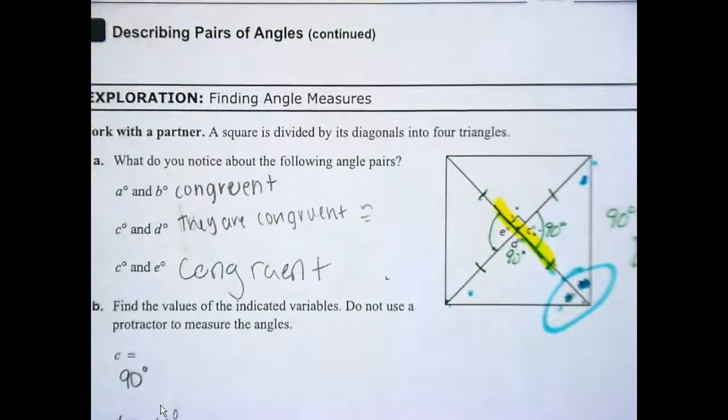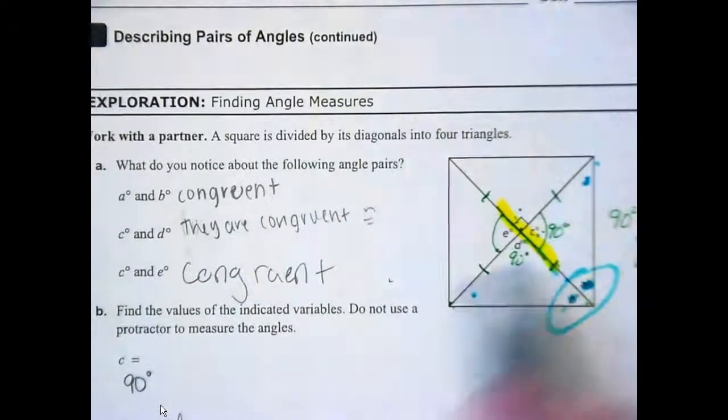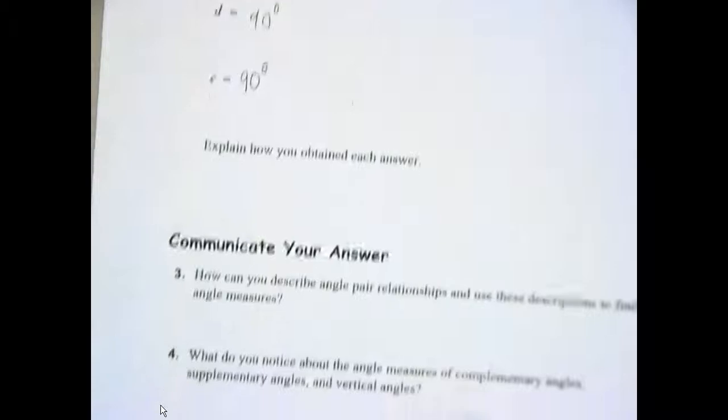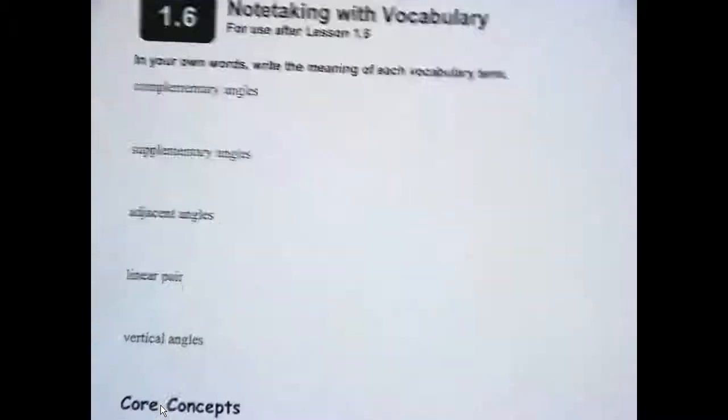All right, so measure of angle C, we have 90. Measure of angle D is 90. Measure of angle E is 90. All these are 90 degree angles in here. Okay? All right. You can do your communicating and understanding on the bottom, your answer, a little later if you'd like. But right now, I want you to go to this next page, page 29. And let's talk about some of these things we've been dealing with.